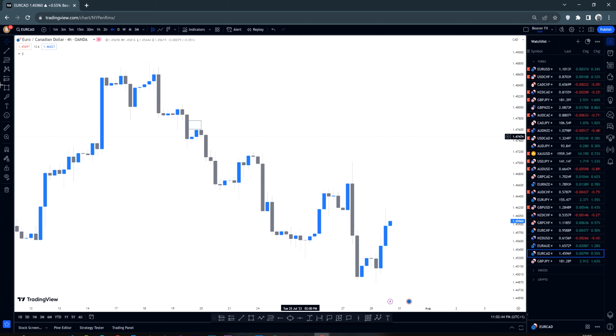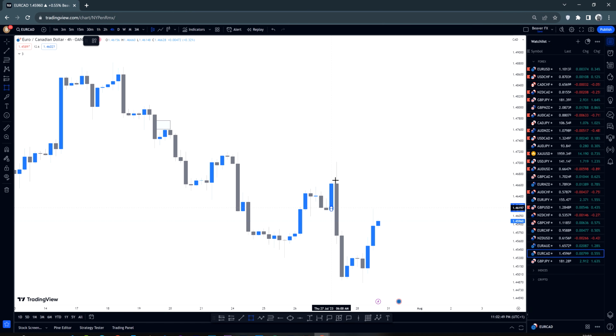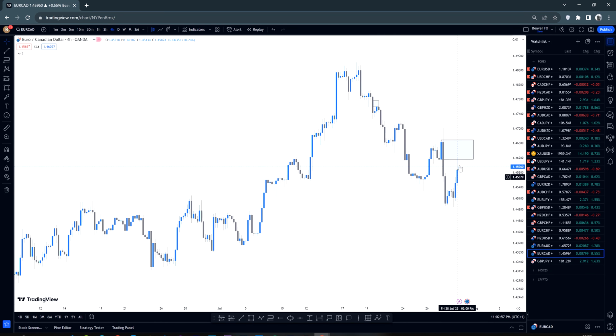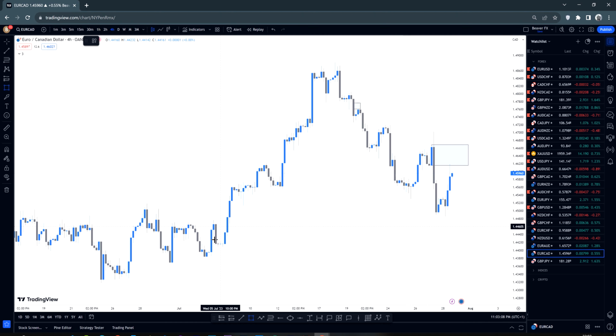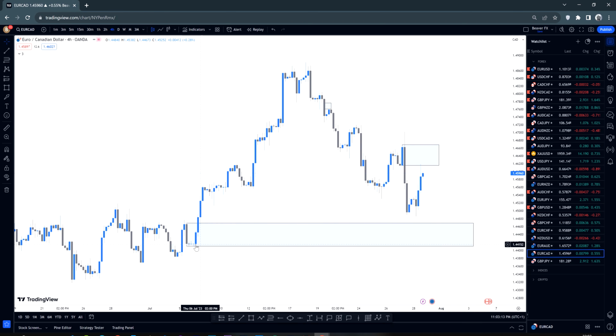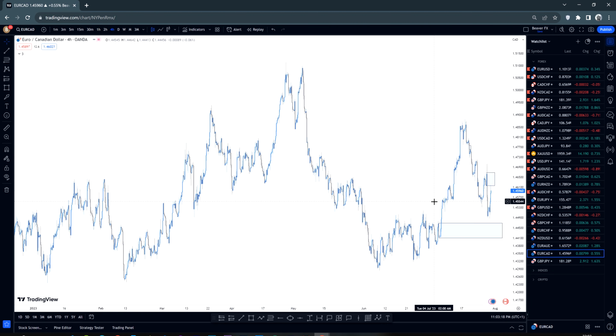So Euro CAD, let's see. We have this zone here, and it has actually been respected. The only question is, are we going to continue to the downside, or just break it to the upside, something like that. Either way, this is something. These are just way too small for me to consider right now. They're actually very significant, but I don't want to dwell too much on that.